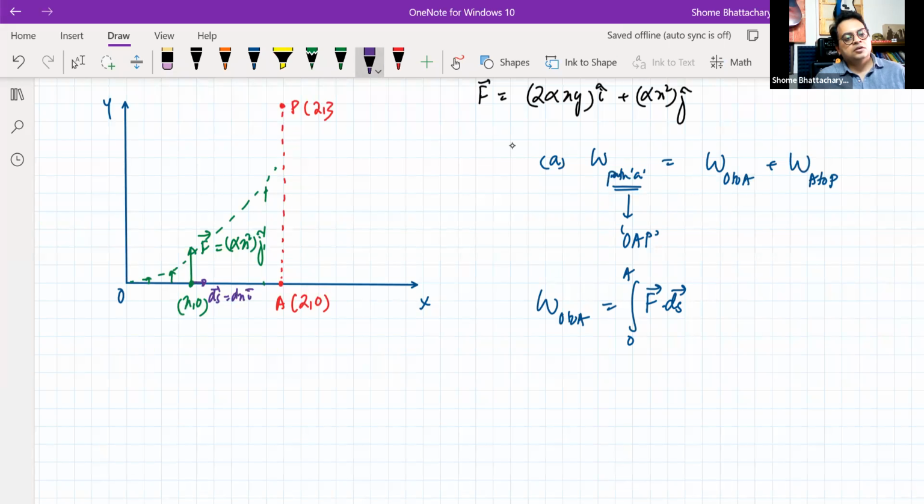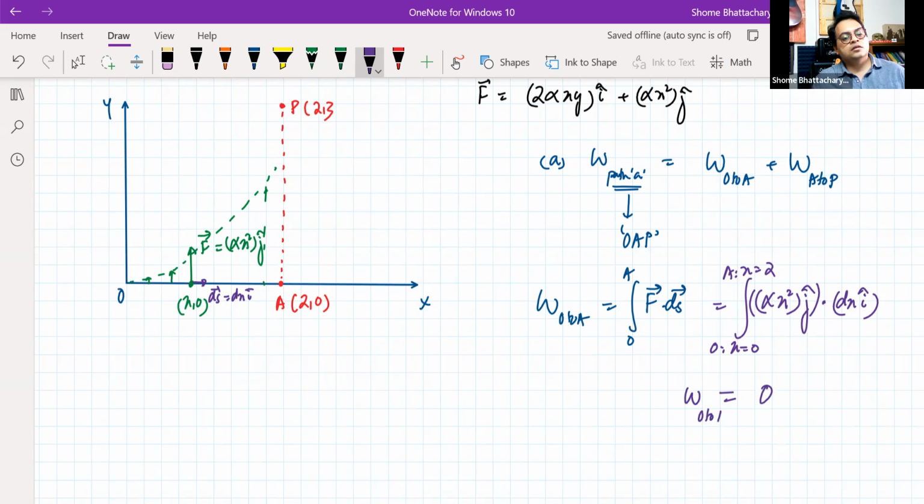dx i cap. So this quantity is just alpha x square j cap dot product with dx i cap from x equal to 0 to x equal to 2. That is O to A. This is going to give us 0. So work done from O to A is 0.